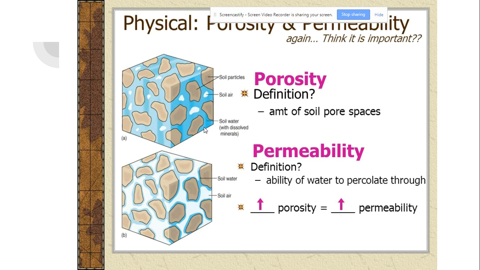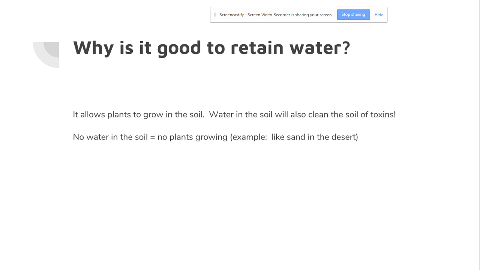Permeability's definition is the ability of water to move through those spaces. So if we have lots of spaces, we have high porosity, we have high permeability. If we have low porosity or small spaces, we have low permeability. That's a harder ability for those water or particles or air to travel through those spaces.